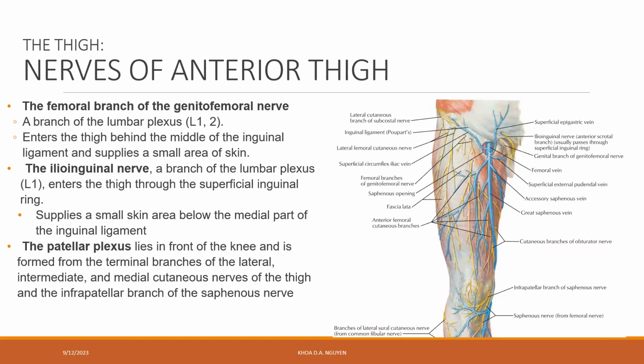And now, okay, you have also some smaller branches, like for example, the femoral branch of the genitofemoral nerve here, and the ilioinguinal nerve, which is going to innervate the medial part of the thigh, and it's going to be innervating this tiny area just right there. Okay.